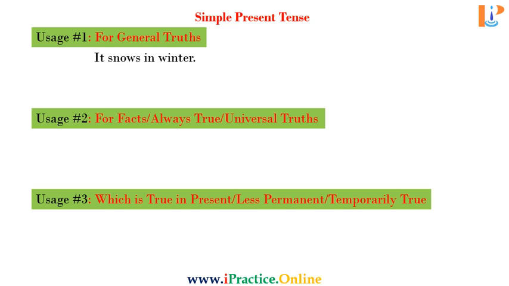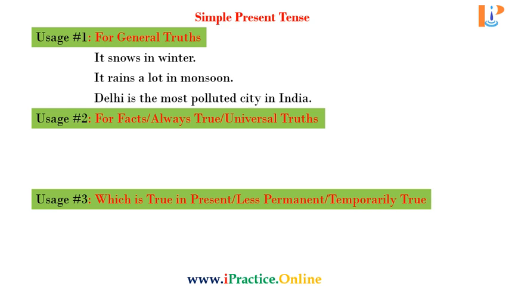So the first one, it says it snows in winter. Yes, it snows in winter, but not everywhere. So that's why it is a general truth. It rains a lot in monsoon. Of course, it rains a lot in monsoon, but not everywhere in the world. Delhi is the most polluted city in India. It could be true, but we don't have evidence. So that's why we consider these sentences as general truths. And for general truth, we use simple present tense.